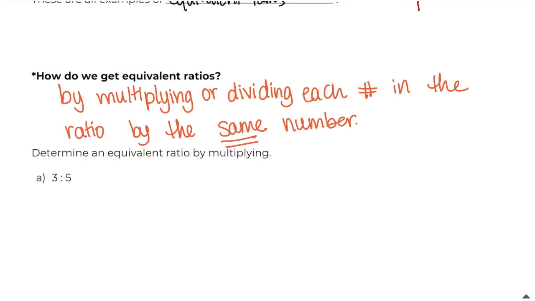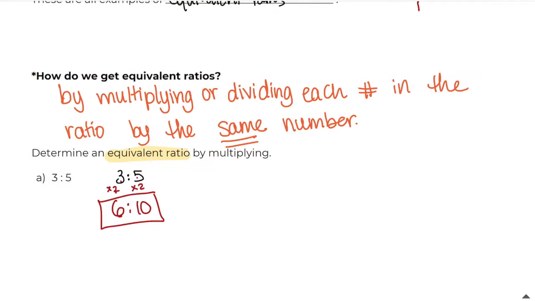In this example, it asks us to determine an equivalent ratio by multiplying. Our ratio is 3 to 5, and I'm allowed to multiply by any number that I want. Let's say, for example, I choose to multiply by 2. As long as I multiply both parts of my ratio by 2, this is allowed. So 3 times 2 is 6, 5 times 2 is 10. So this is an example of an equivalent ratio.